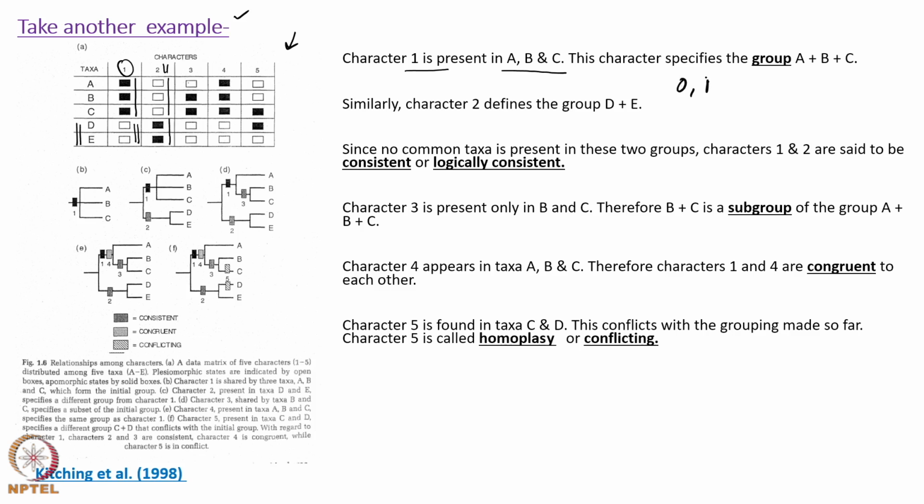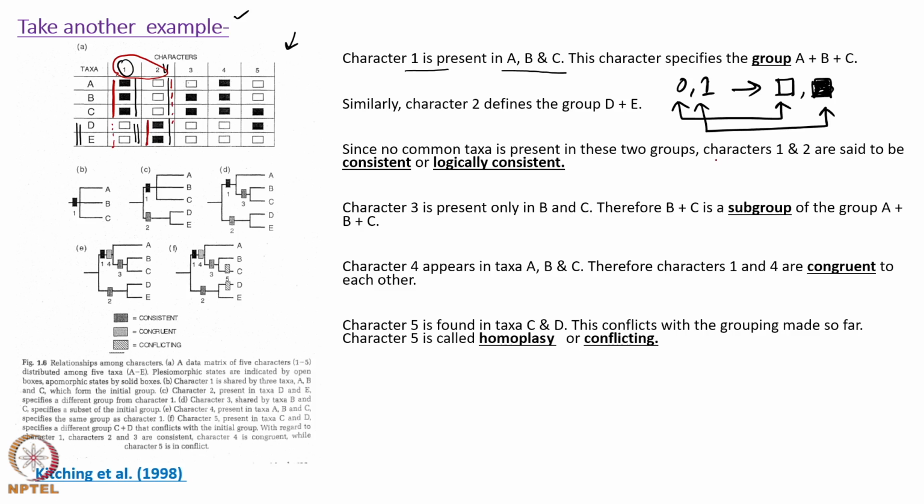So, instead of 0 and 1, we are using boxes of this kind of appearances. A white box will mean 0, that means absent, and 1 is given by a shaded box. The plesiomorphic states are indicated by the open boxes and the apomorphic states are shown by the solid boxes. One interesting observation is that when we consider the two characters 1 and 2, when character 1 is present in some species, character 2 is absent, and for species when character 2 is present, there character 1 is absent.